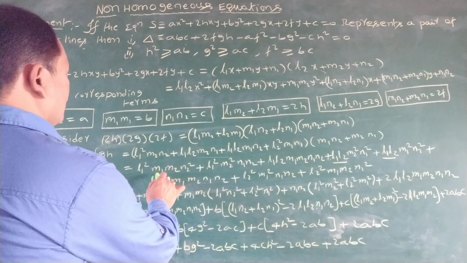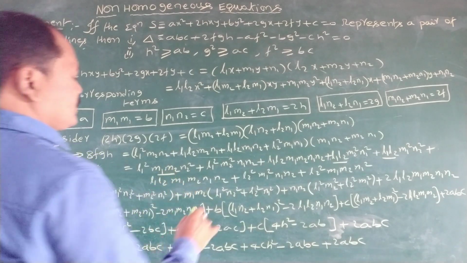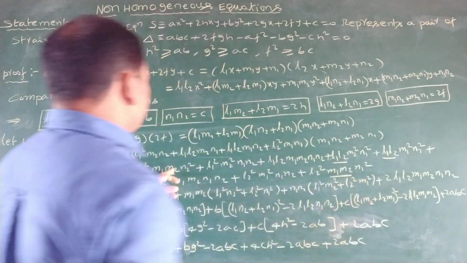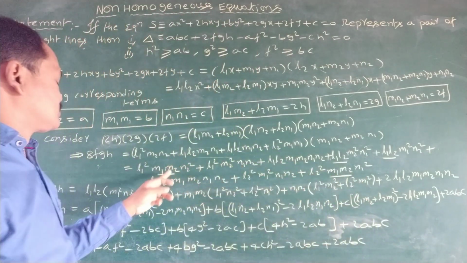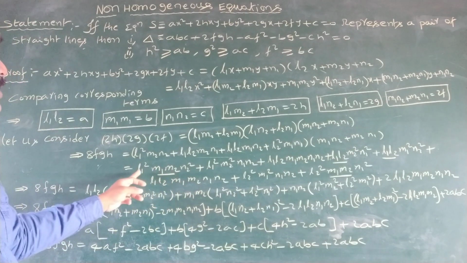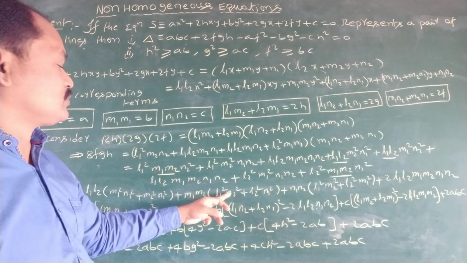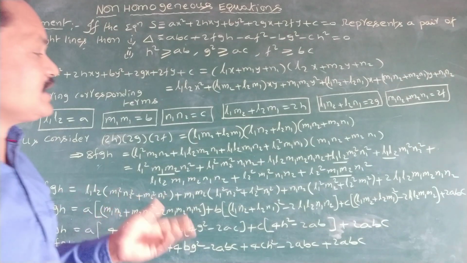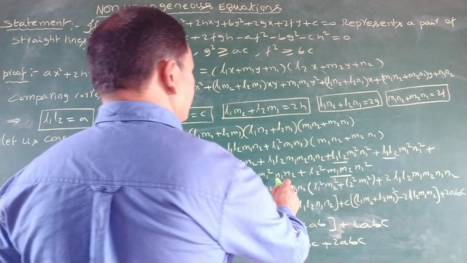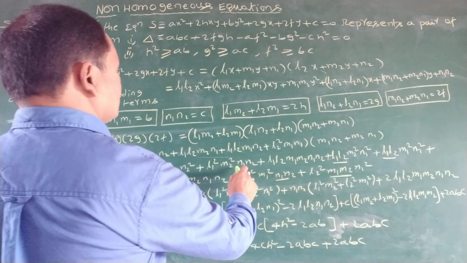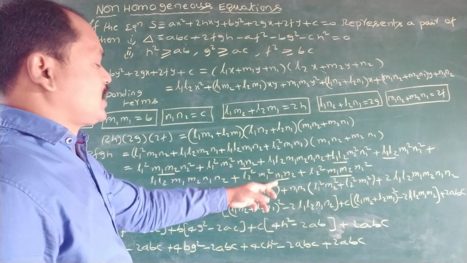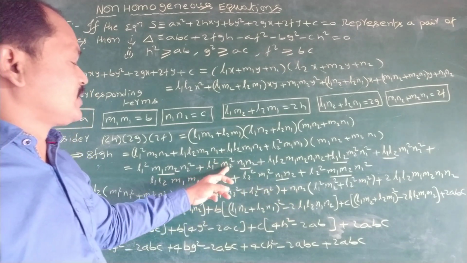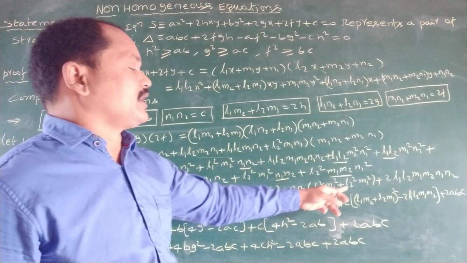Again, take common M1, M2. Here M1, M2, and here M1, M2. From these two terms, take common M1, M2. Then L1 square N2 square plus L2 square N1 square. That's all. Again, take common N1, N2. From these two, we have to take common N1, N2. Then L1 square M2 square plus L2 square M1 square.